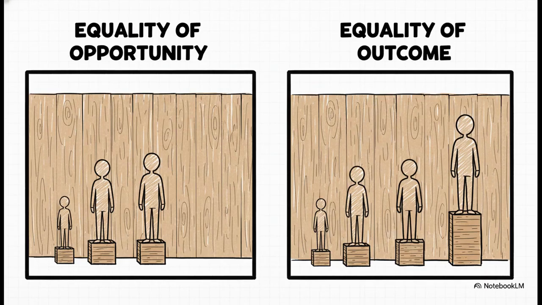Third, and this is a really big one, is equality. For socialists, this isn't just about equality of opportunity. They push for what's called equality of outcome. The argument is that huge gaps in wealth aren't because some people are just naturally more talented than others, but because the system itself is designed to be unequal. For them, social equality is the absolute bedrock of justice.